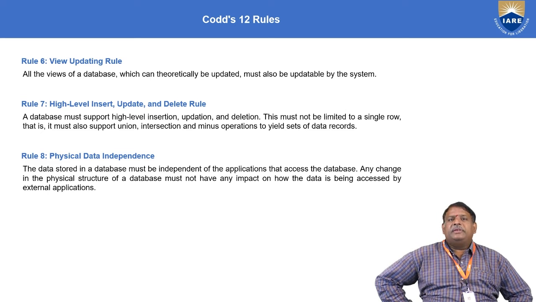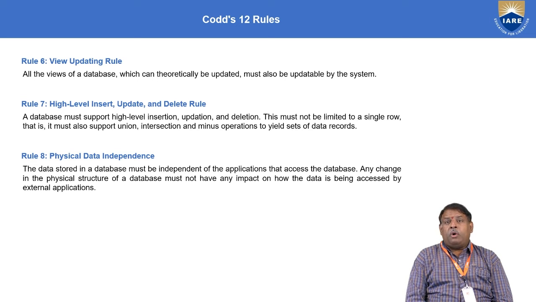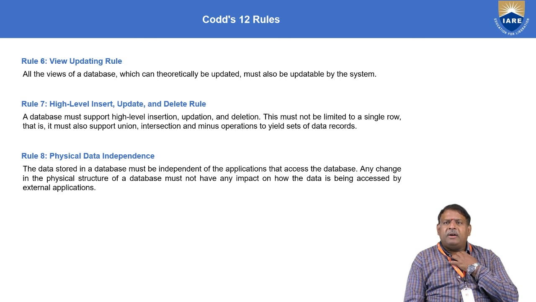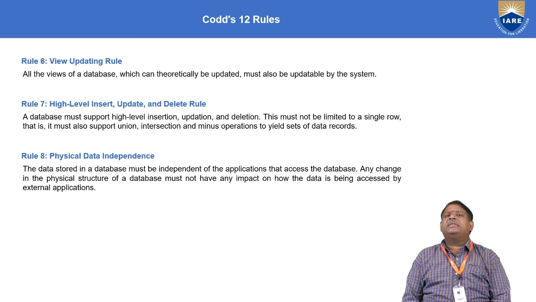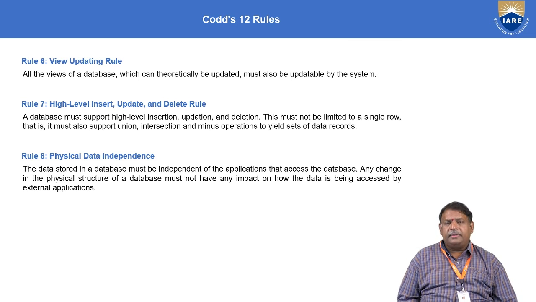Okay. Next is the physical data independence rule. The data stored in the database must be independent of the application that accesses the database. Whatever may be your application, the data in the database must be independent. It can be a Java application, it can be a .NET application, but the data is independent. Any changes to the physical structure of the database must not have an impact on how the data is being accessed by the external applications. Suppose there is any change in the structure, it should not have an effect on the front end application. Okay, this is the physical data independence rule.